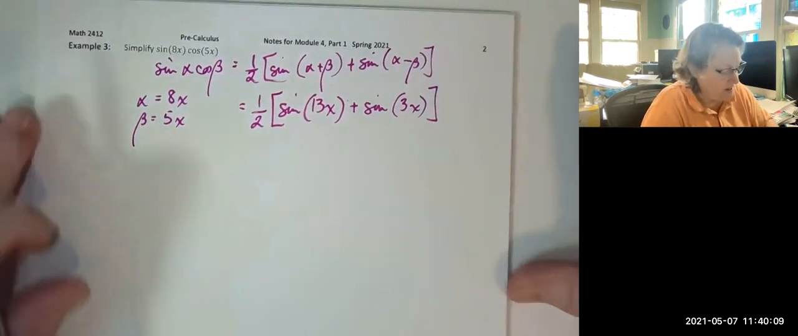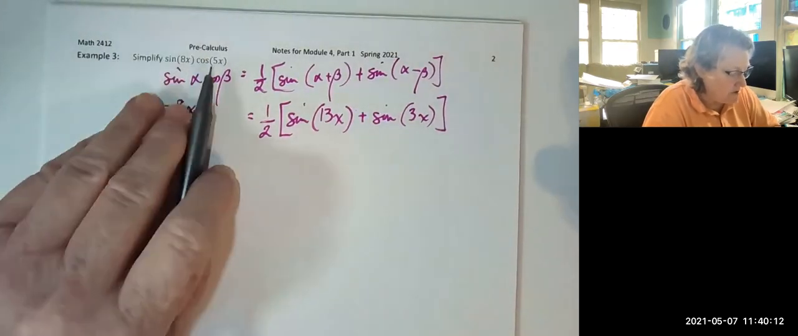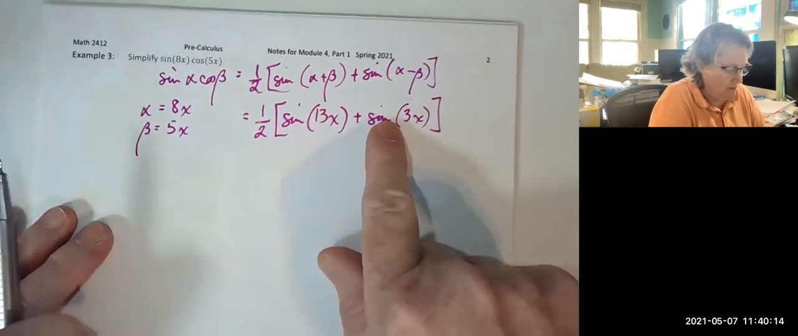The key thing is we had a sine and a cosine before, and now we just have sines.